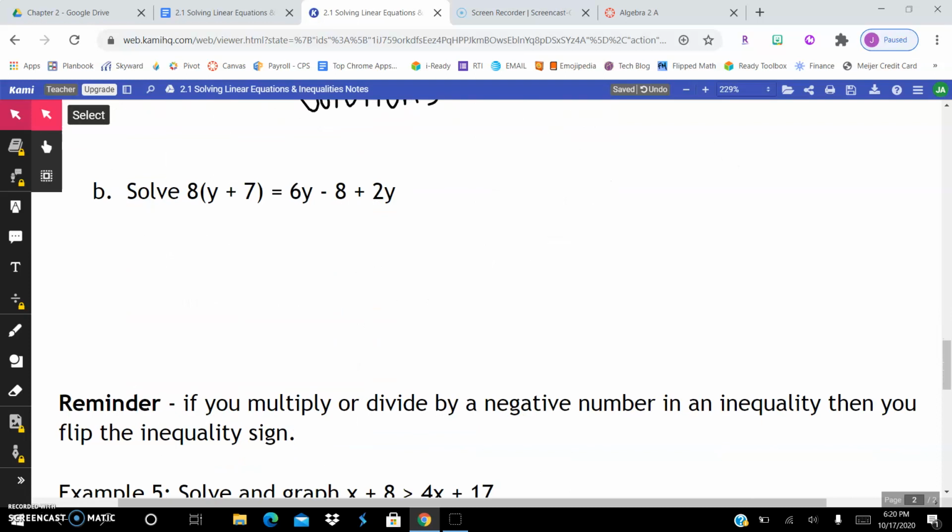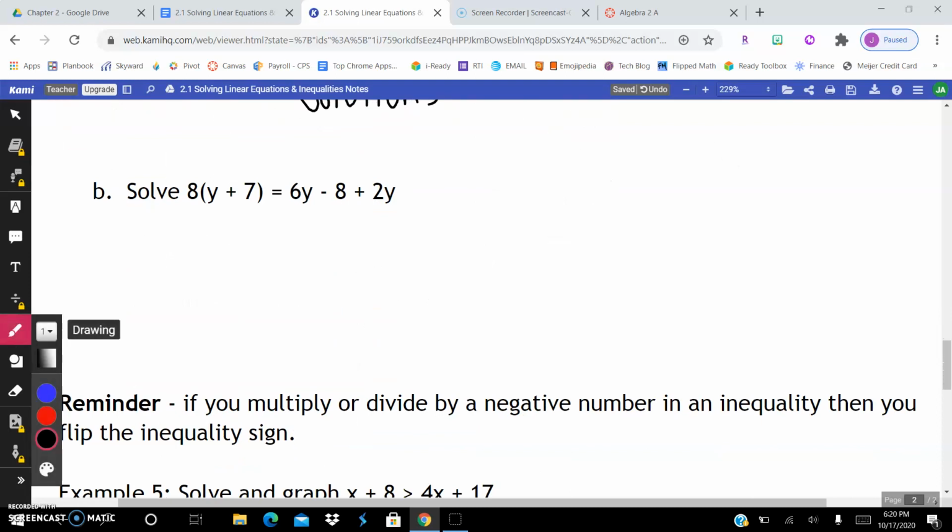Now moving down to part B, I'm going to have to simplify. I have to distribute this 8 on the left-hand side. So 8 times y is 8y. And 8 times 7 is 56. And then on the right-hand side, I have 6y and positive 2y to put together. And that's 8y. And then I have a minus 8.